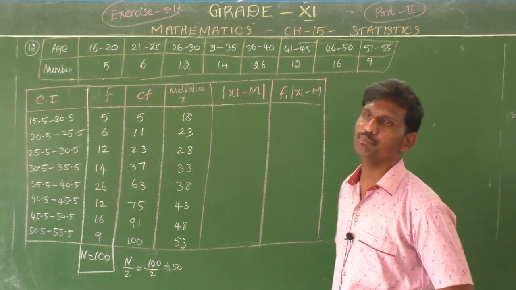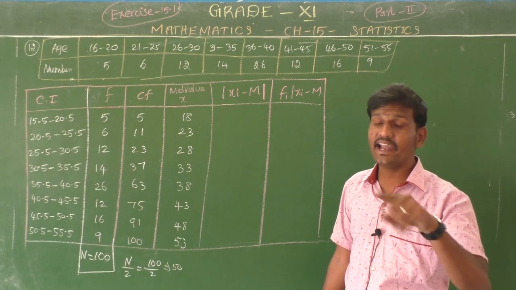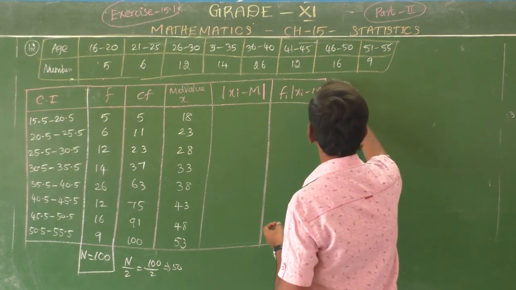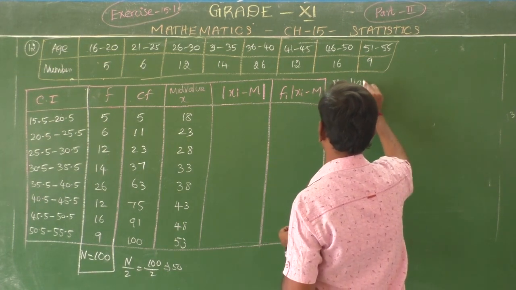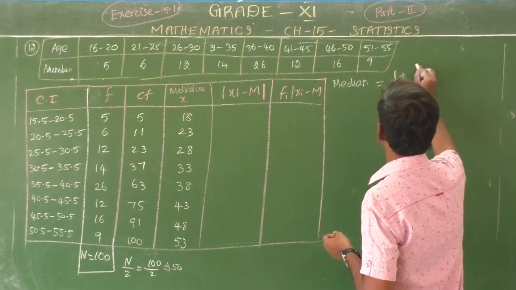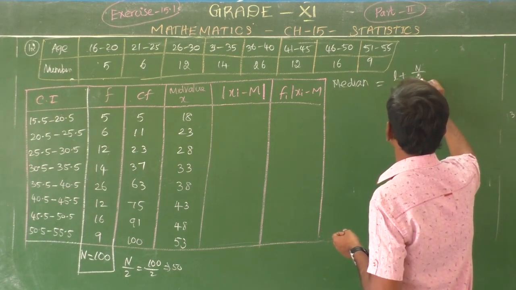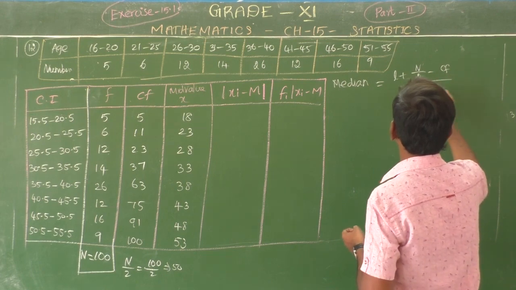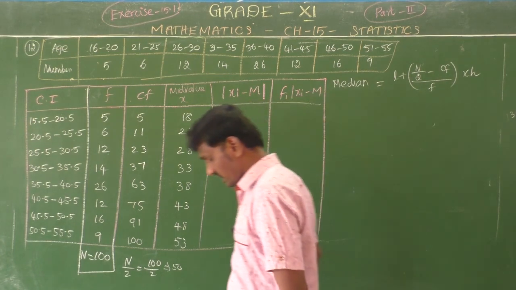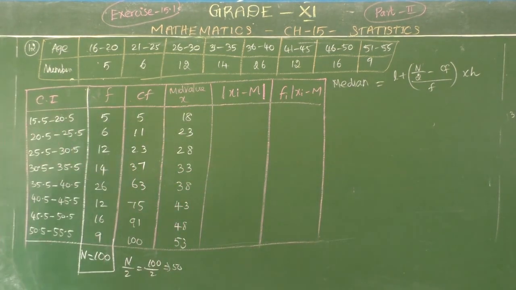Then next I am going to find xi minus M, where M means median. Before that, we should find the median. Here the median formula is different; this is the formula for grouped data: L plus (n by 2 minus Cf) divided by f, into h. Here n by 2 is 100 by 2, which is 50.